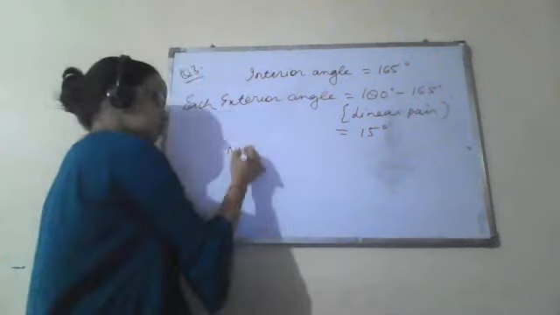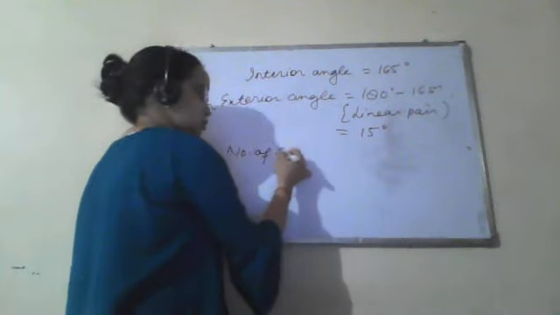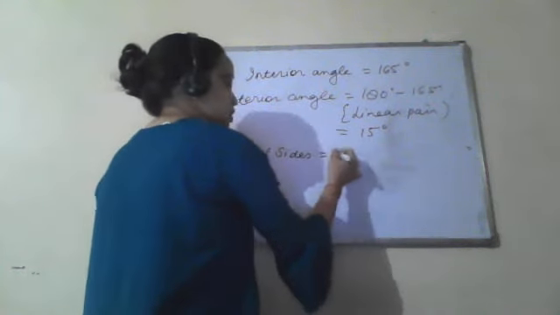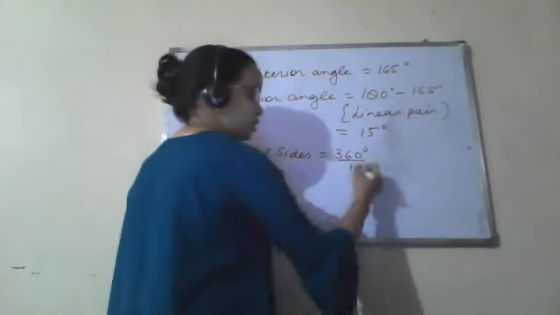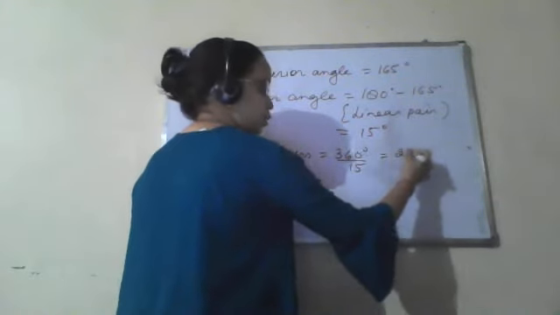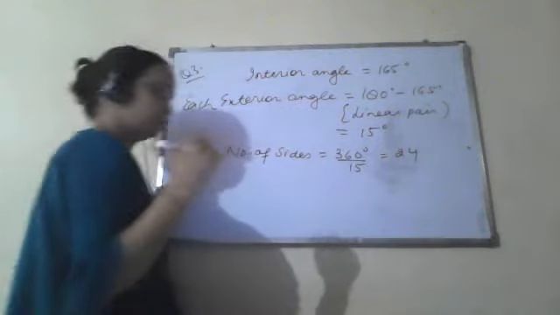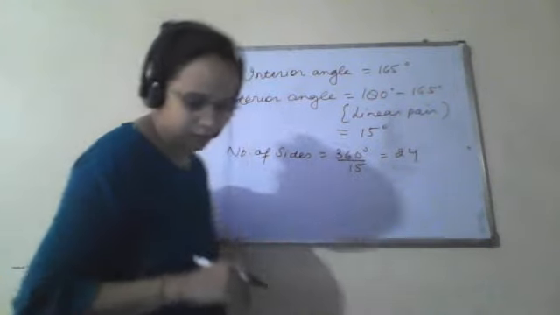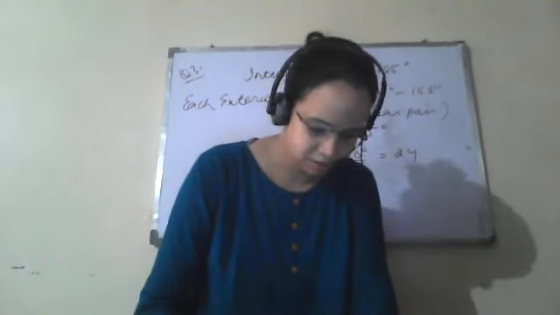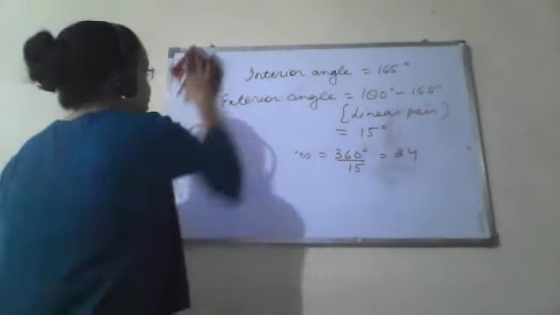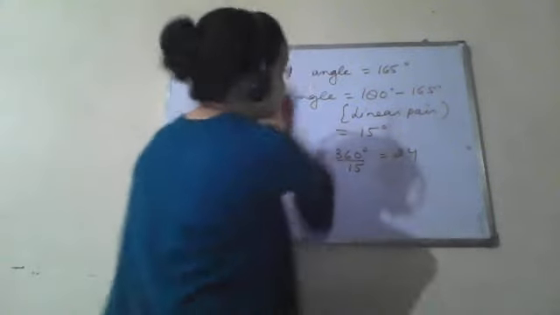So the number of sides will be 360 upon each exterior angle. Clear? So it will be 24. Number of sides will be 24. I hope this is clear. So now question number 5.